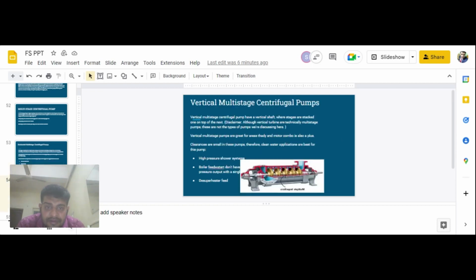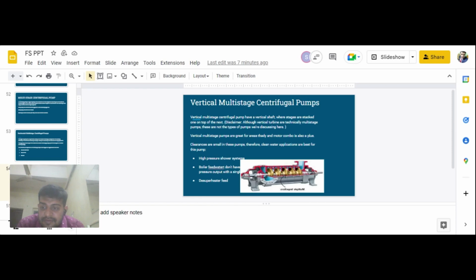Vertical multi-stage centrifugal pumps have a vertical shaft where stages are stacked one on top of the next. Vertical multi-stage pumps are great for areas where space is limited, and the motor combo is also small in these pumps. Therefore, clean water applications are best for this pump. High pressure shower systems and boiler feed water do not have pressure output with a single stage.